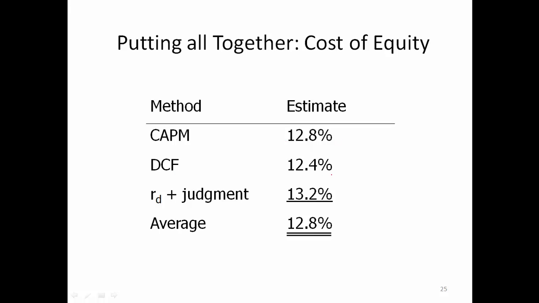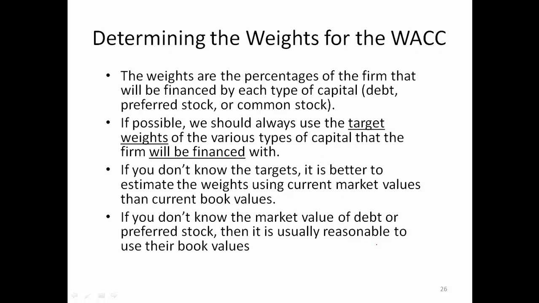With the discounted cash flow approach, we got 12.4%. And with the own bond yield plus judgmental risk premium approach, we got 13.2%. Then we can add up the 3 numbers and figure out an average, and that is 12.8%. That would be a reasonable estimate of cost of equity. So far we have figured out all the R parts in the WACC formula.